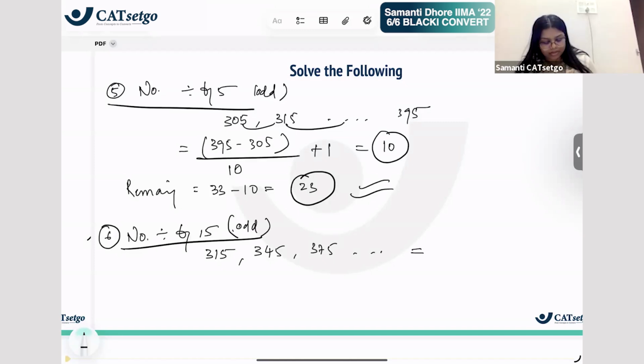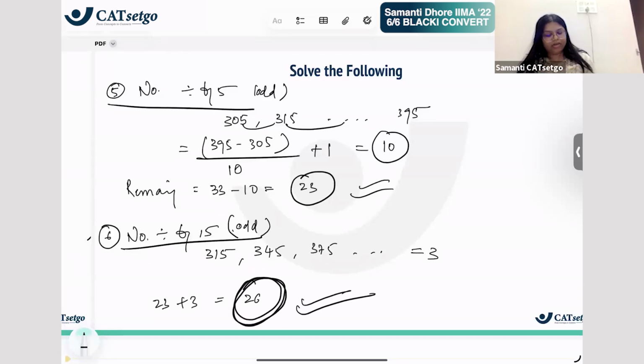So how many are these? These are 3. So because these are 3, you will have 3 added to the number 23 and your final answer is 26. So there are 26 numbers between 300 and 400 that are not divisible by 2, 3, 4 or 5. Understood? So all these conditions are to be carefully evaluated. Fair? Understood? Yes. So this is how counting works.